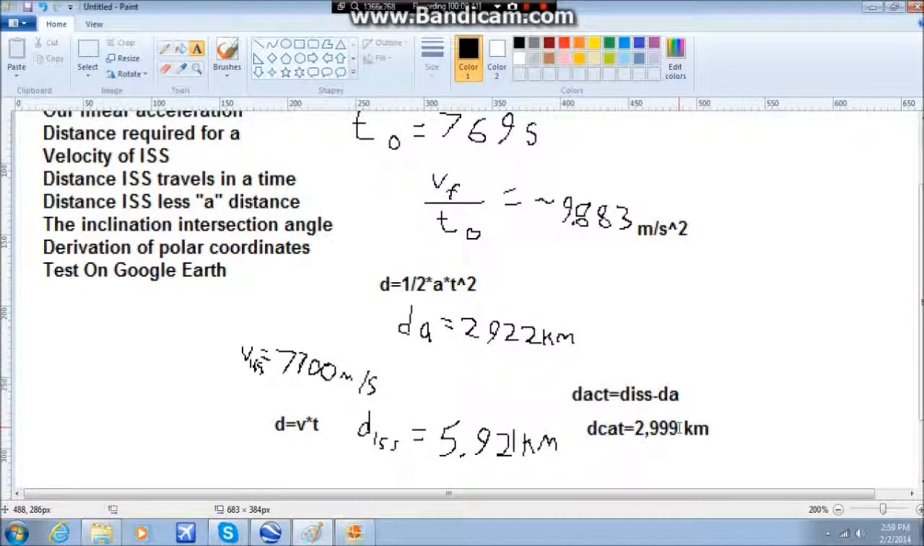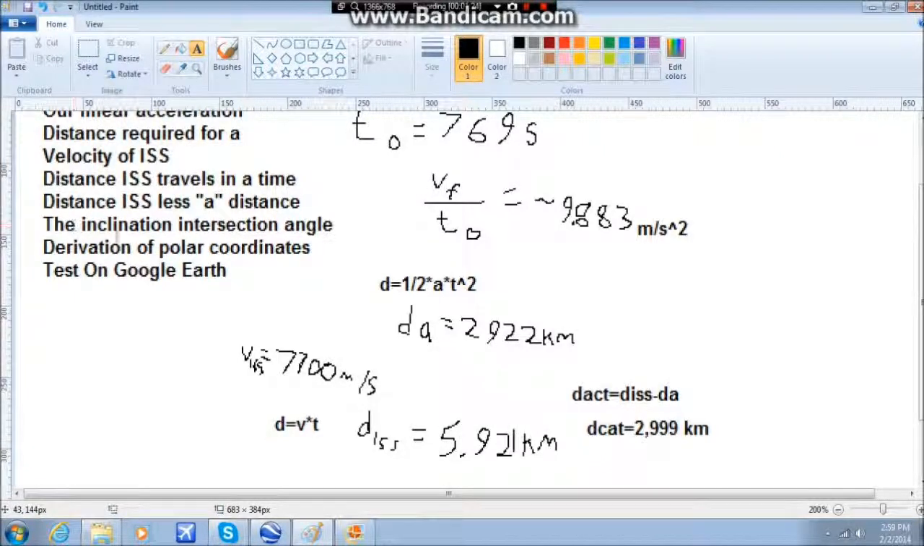So what I ended up doing is looking for a formula that relates arc distance to the grid of latitude and longitude. And I couldn't find anything. So what I ended up doing was deriving a formula that takes a two-dimensional polar coordinate, and we'll convert that to a latitude and longitude readout. And I will demonstrate that shortly.